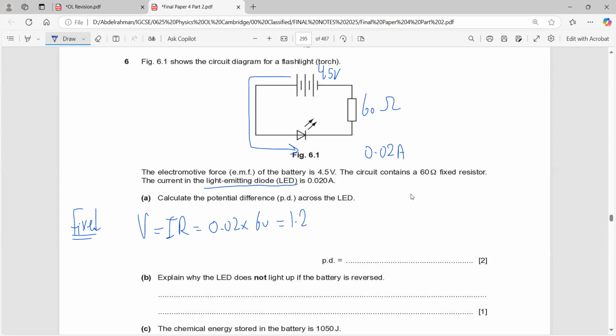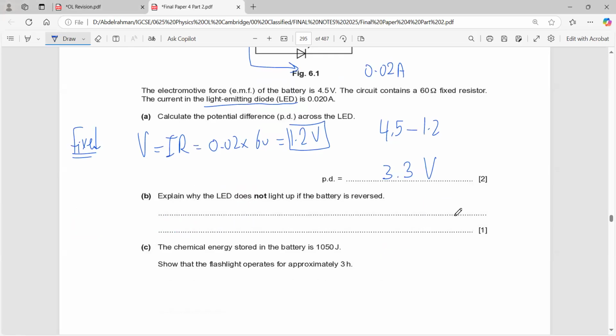Okay, this is not the final answer. Why? Because this is the potential difference of the fixed resistor. Can I find the potential difference of the LED? Yes, they are in series, so basically 4.5 minus 1.2, which is 3.3 volts. Okay, 3.3 volts. Why? Because the voltage is 4.5 and I took 1.2, so the remaining voltage will go to the LED.